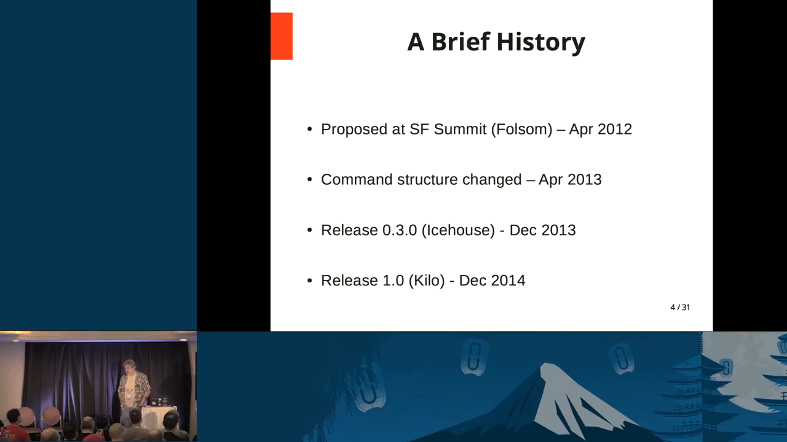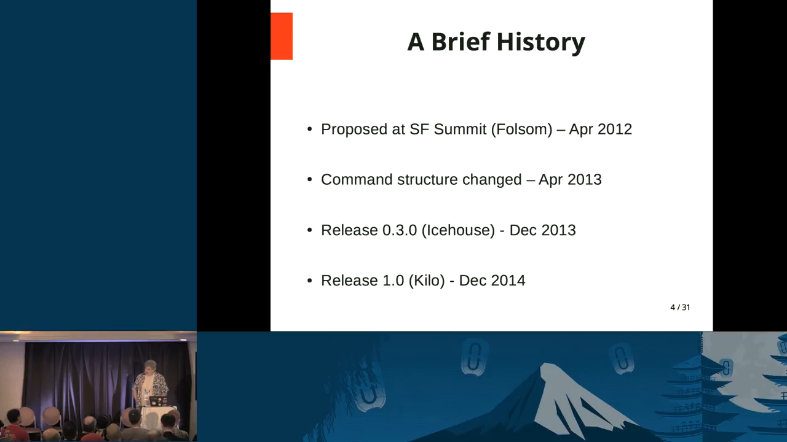In Portland, a year later, it took us this long, we changed the command structure. The change was to switch the position of object and action. We had action first at one point, and we switched that in Portland. And the following December, we did our first usable release. Usable in the sense that I was able to get real work done with it, and it was dependable. We weren't ready to commit to the command format yet.